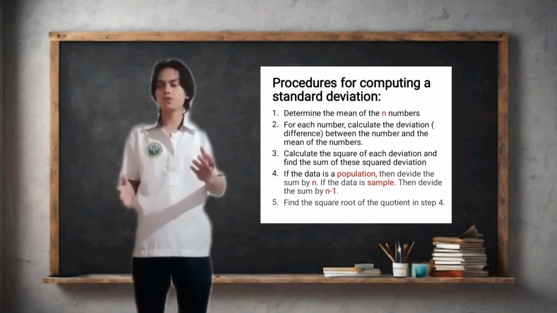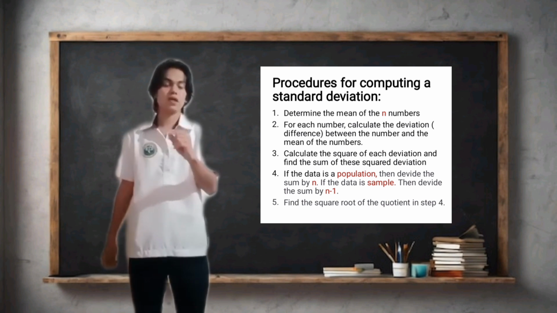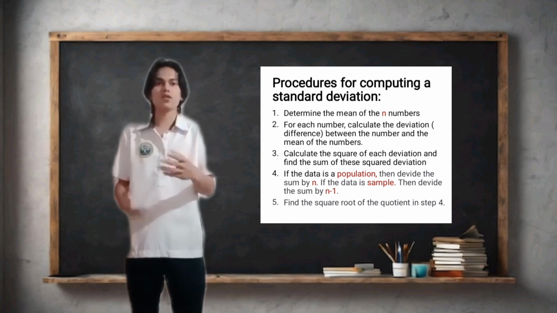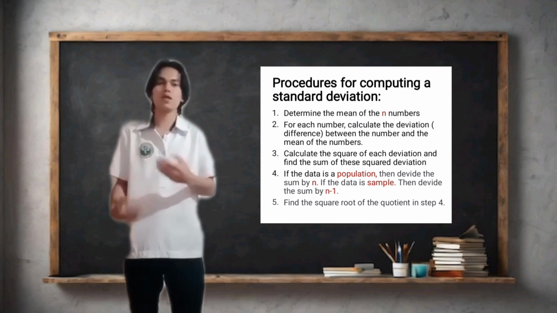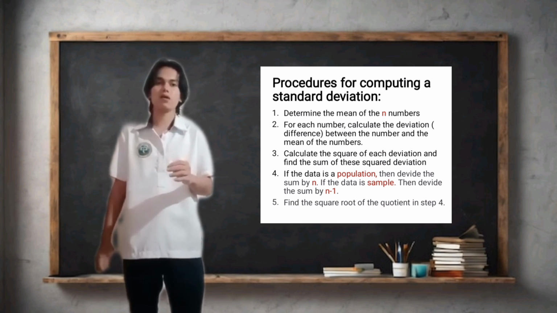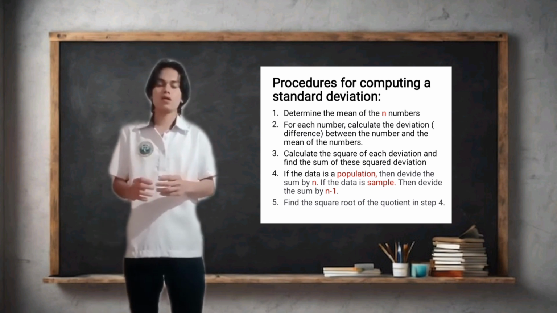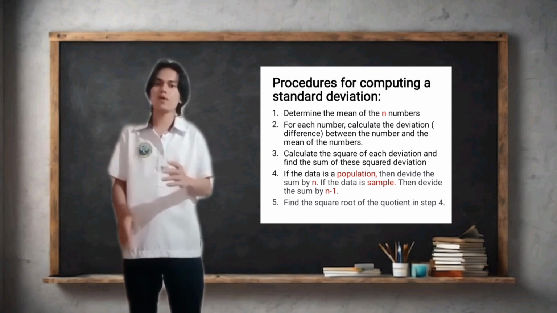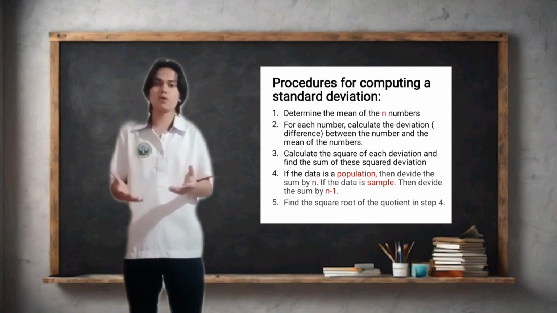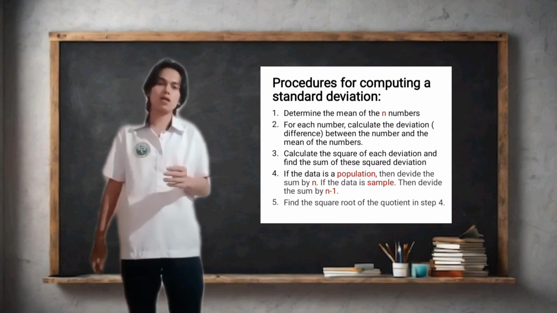Procedure for computing a standard deviation. First, determine the mean of the n numbers. Second, for each number, calculate the deviation, the difference between the number and the mean of the numbers. Third, calculate the square of each deviation and find the sum of the squared deviations. Fourth, if the data is a population, divide the sum by n. If the data is a sample, divide the sum by n minus 1. The last step is to find the square root of the quotient in step 4.